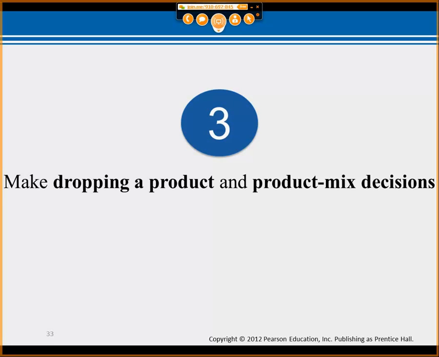So let's start with the third objective. Yesterday we were working on special order and pricing decisions. Today we'll start with the third objective: how to make dropping a product and product mix decisions.